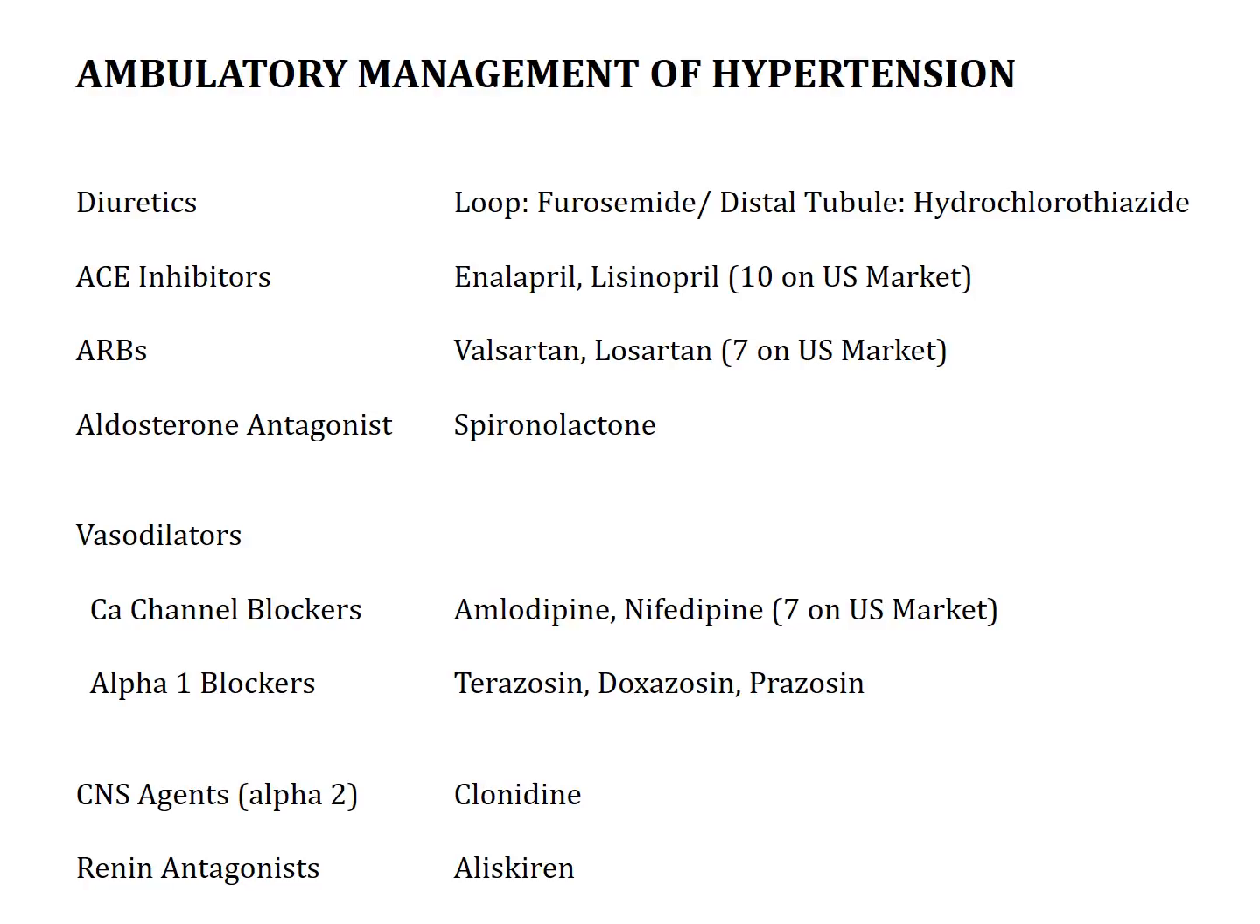Okay, ambulatory management. What type of drugs do we have available? We have diuretics, which get rid of sodium and water. We have diuretics that work in the loop. We'll talk about the renal nephron in a couple of units here, but loop diuretics like Lasix are the most important. Tubule diuretics like hydrochlorothiazide are probably the most commonly used diuretic.